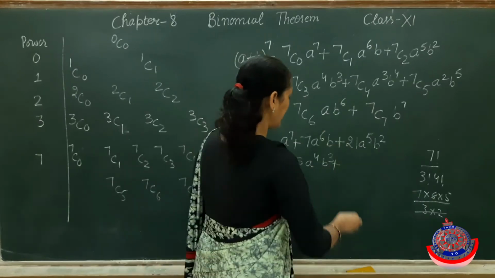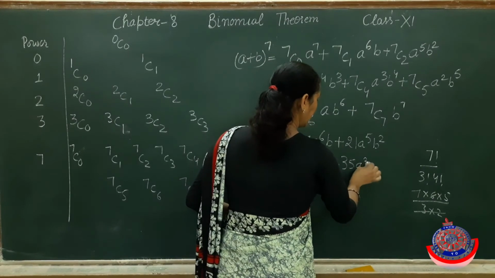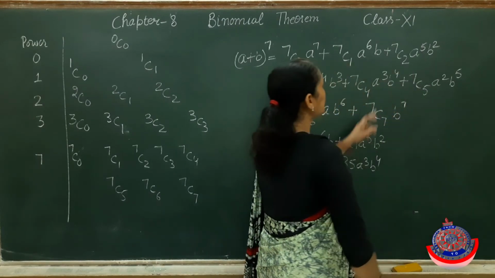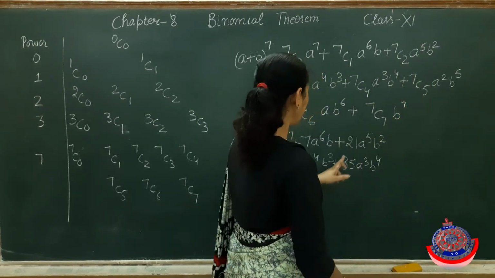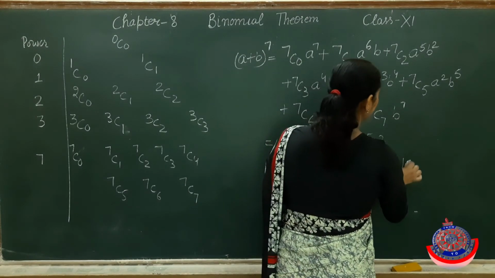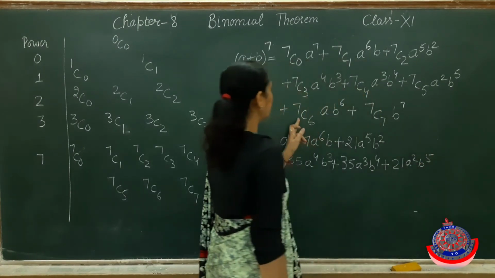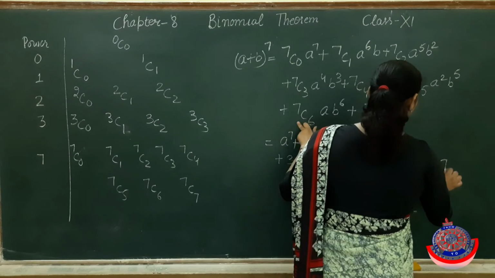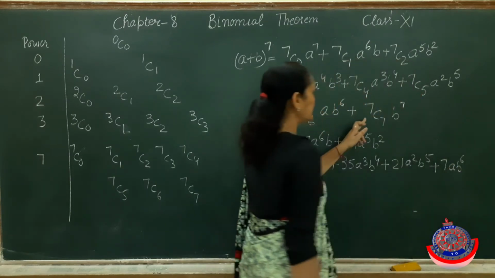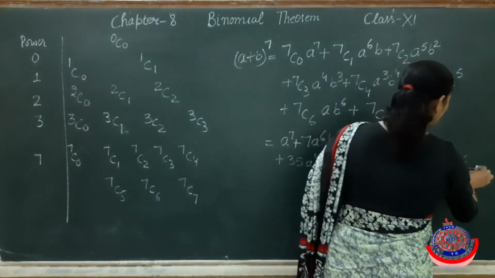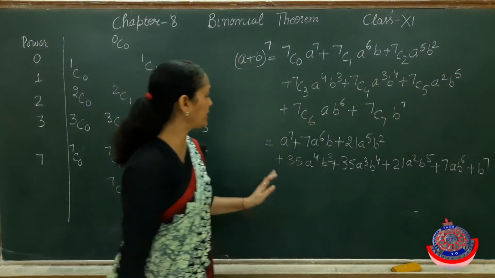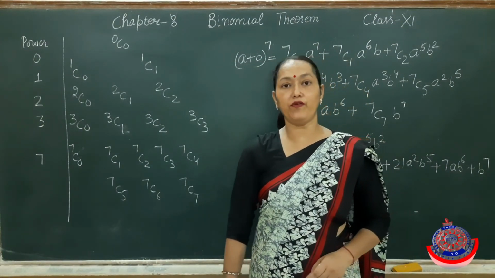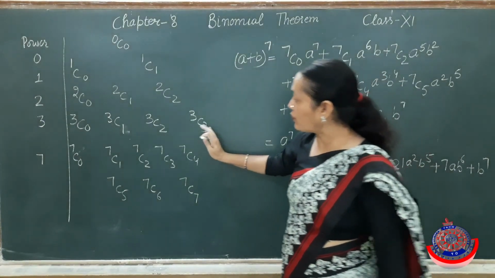7C3 and 7C4 will give the same answer, 35, A3, B4. 7C2 and 7C5 will give the same answer, 21, A square, B5. Then 7C6 will give the same answer as 7C1, 7, A, B6, and 7 combination with 7 will give us 1, B power 7. So I could easily write the formula of A plus B power 7 with the help of this combination used in Pascal's triangle.